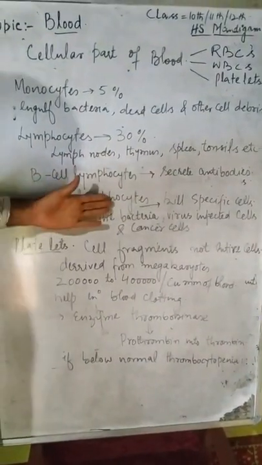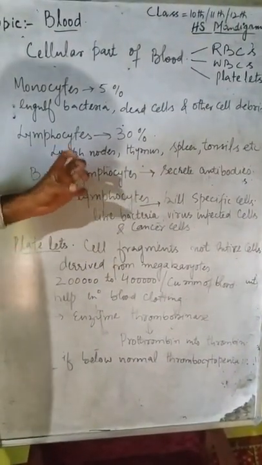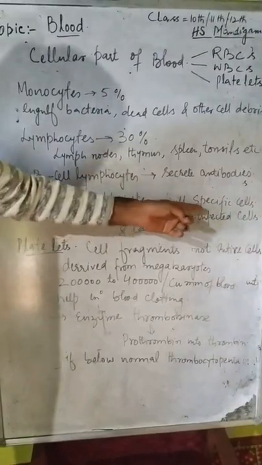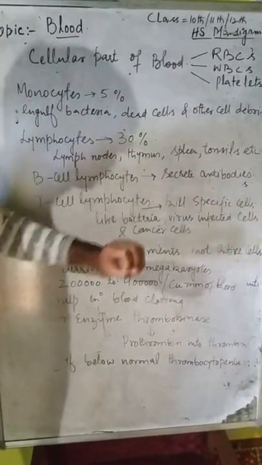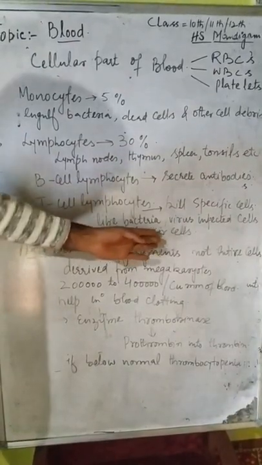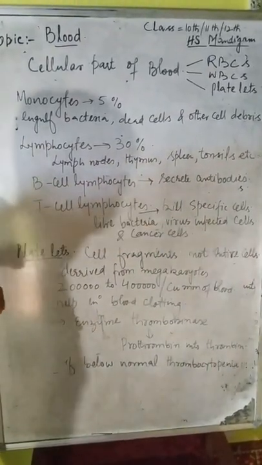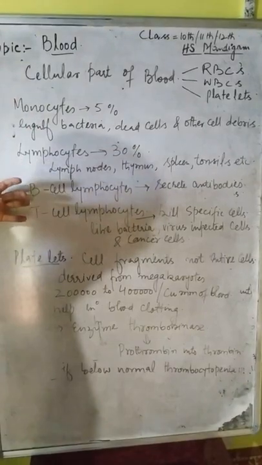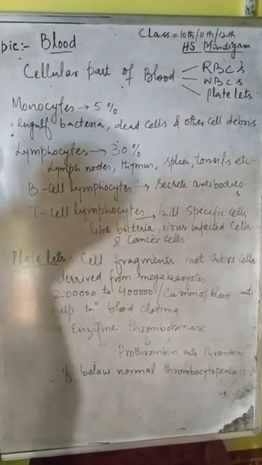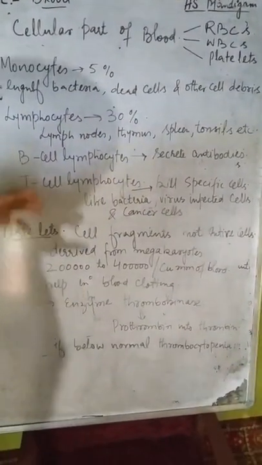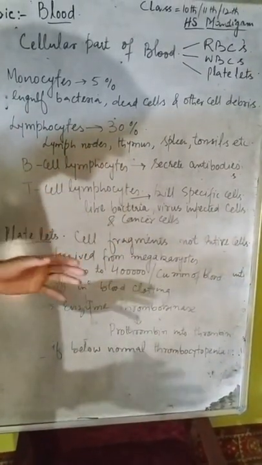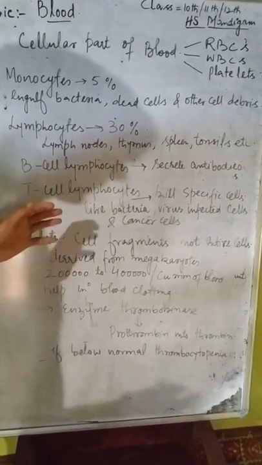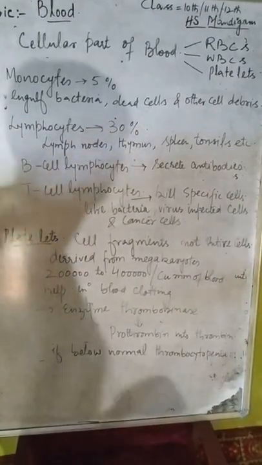And then T cell lymphocytes are specific in their functions. They kill specific cells like bacteria, or they kill virus infected cells, or they kill the cancerous cells in our body. So these were the leukocytes, granulocytes and agranulocytes. They are also called the scavengers of our body, and they are the important cells of our immune system. They are the cells of our defense system.